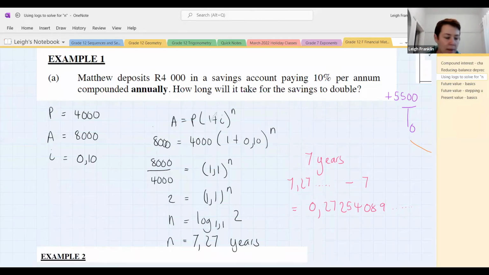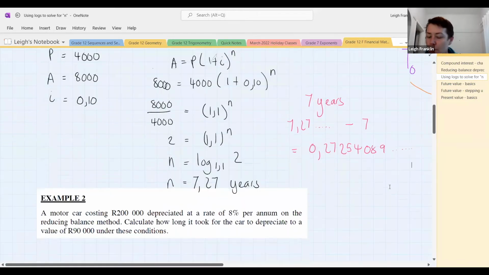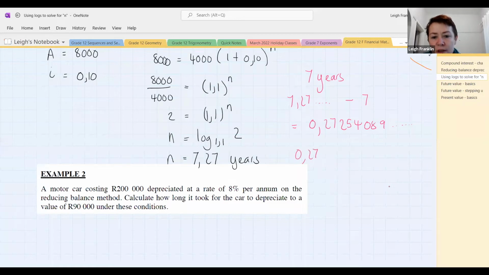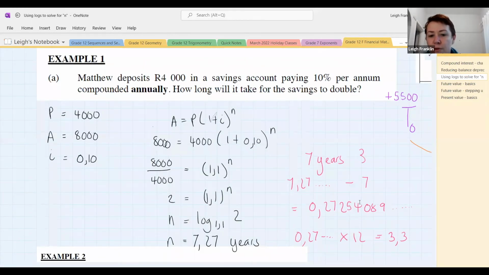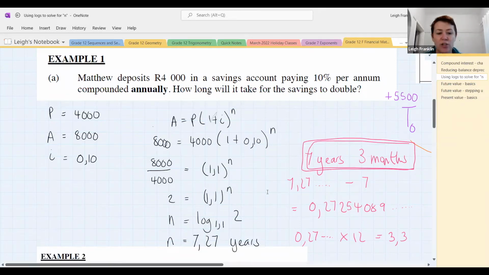And now we should all be looking at a decimal 0,27254,089... Okay, you take that number and you are going to multiply it by 12, because there are 12 months in a year. And if you take 0,27 and so on, and you times it by 12, you get 3,3. So it would basically be 7 years and 3 months. You normally don't have to do that. You normally can just leave your answer as 7,27 years, but I just wanted to show you that so that you know, yes, you times 12 on the decimal.